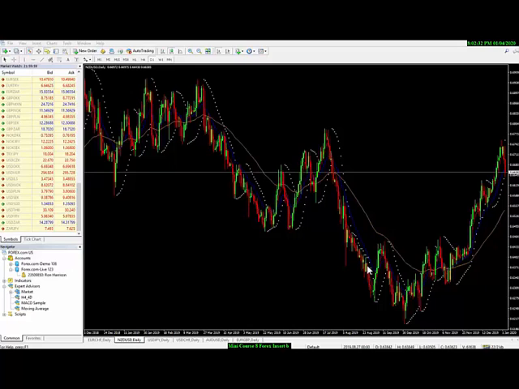Now, a couple more things that I want to cover before we log off the platform. One being, we talked earlier about identifying where your stops would be placed so you could identify what your risk would be. And that is one of the functions that I use the Parabolic SAR dots for. So the Parabolic SAR indicator places dots on the screen.